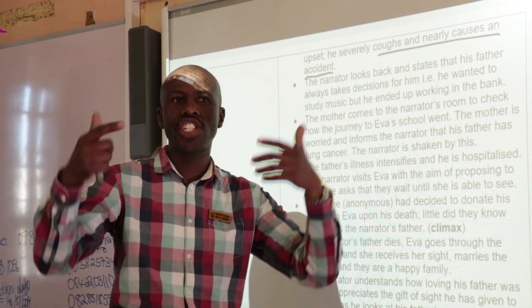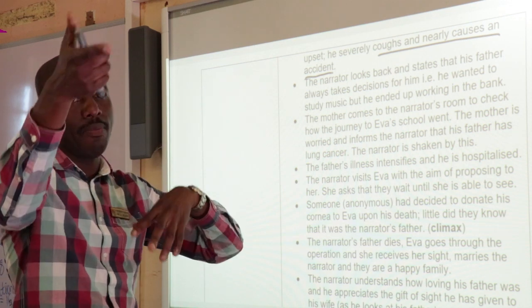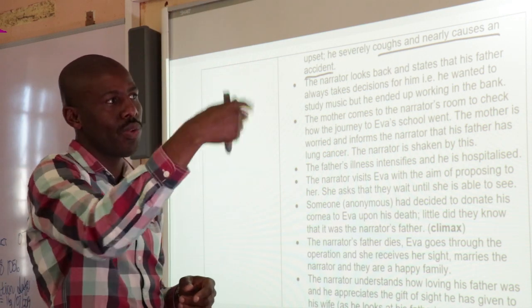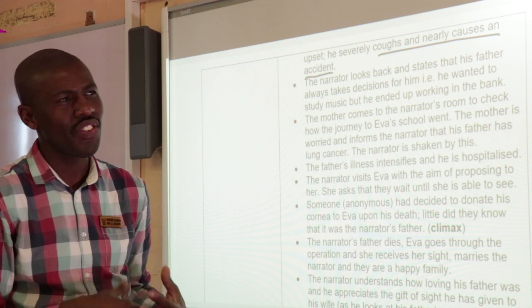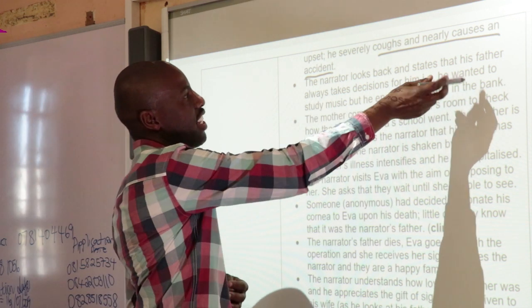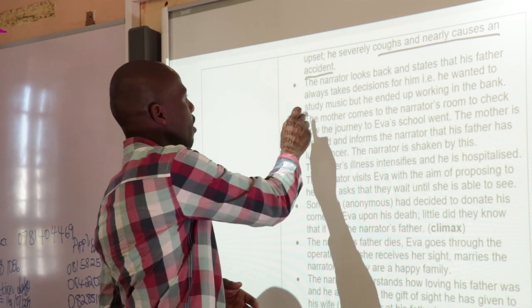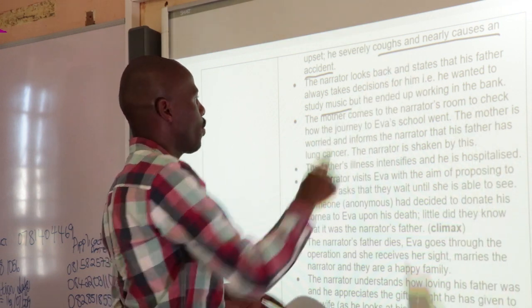Now, this is called foreshadowing. The writer is already giving us a clue of what is going to happen, and we are going to learn later that the father was actually suffering from lung cancer, hence the coughing. The narrator looks back and says that his father always takes decisions for him, e.g. he wanted to study music, but the father said no, now he's working at the bank.